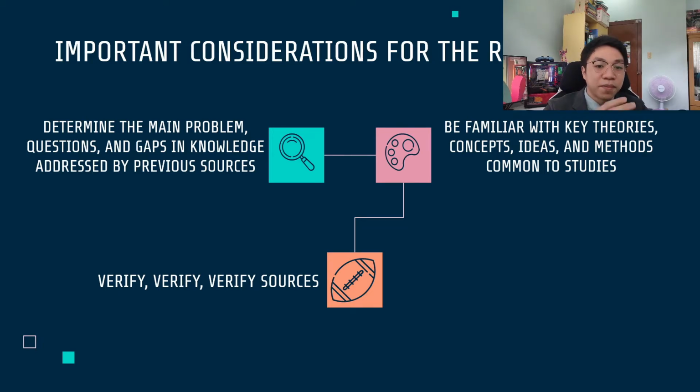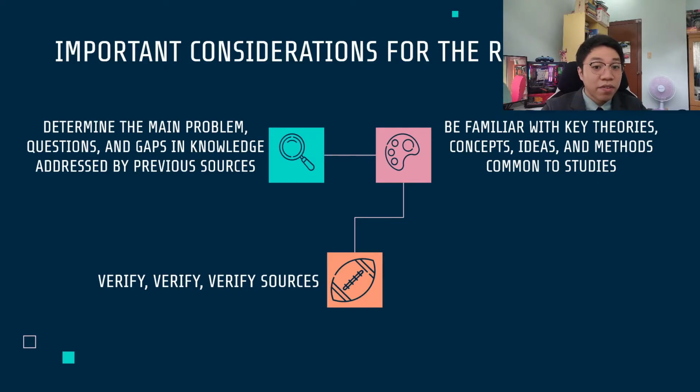The second would be familiar with key theories, concepts, ideas, and methods common to the studies. By being familiar with this, you not only give your research a strong foundation to stand on, but by having the common methods used by those studies, the researcher can then be confident enough that they can choose from the different types of methodologies and use this to design their methodological framework in the next chapter. But for this case, knowing this is quite important.